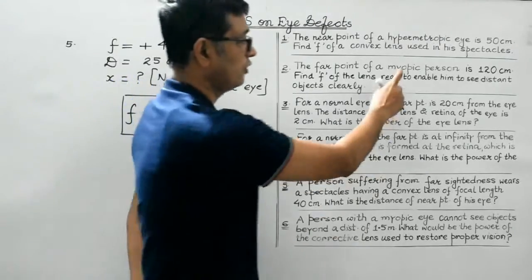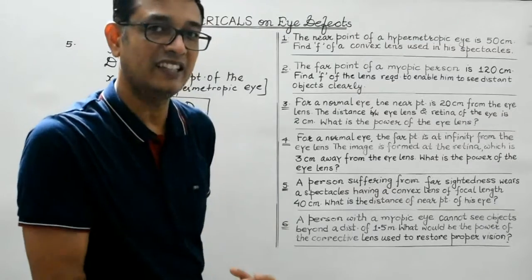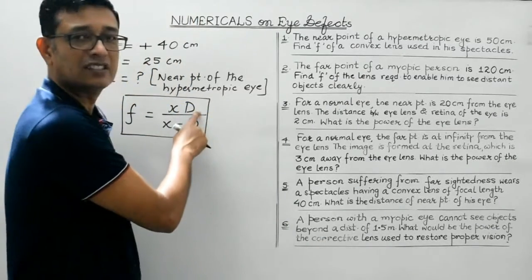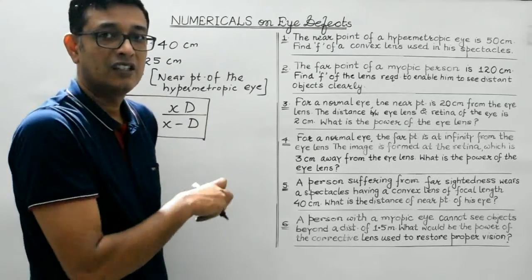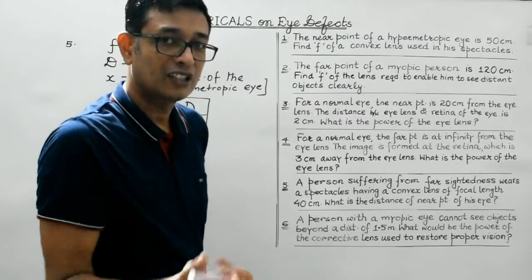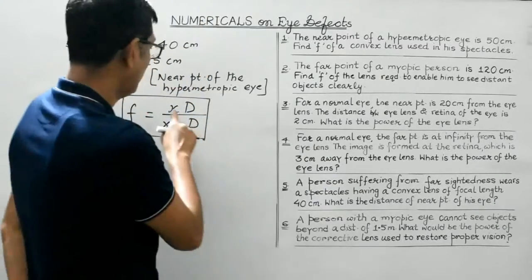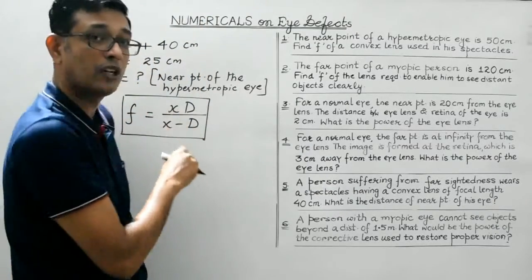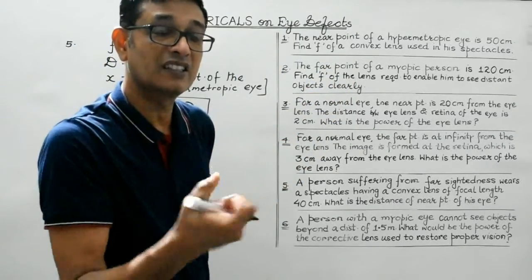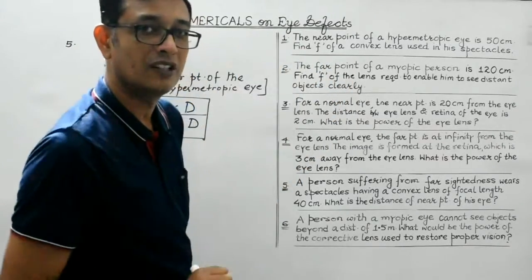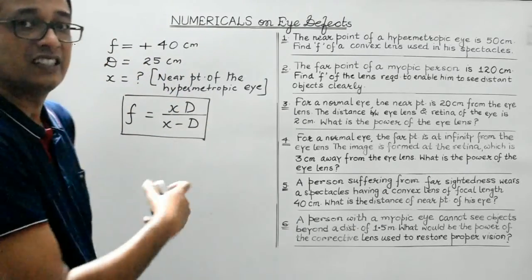And in case of myopic eye, the formula to be used is F equals minus X. D is the least distance of distinct vision, which, until and unless otherwise given in the question, should be taken as plus 25. While X in this case is the near point, in the case of myopic eye, where we make use of the formula F equals minus X, X would be the far point.